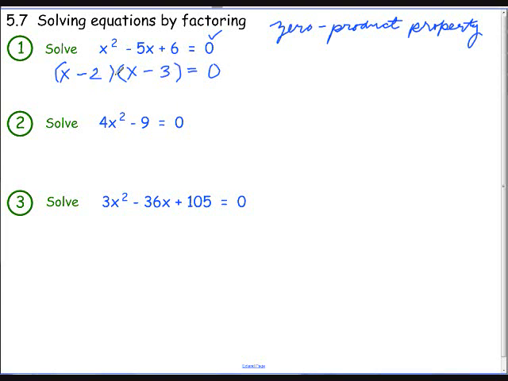I have the 0. I have the product. Now I can say this factor may be equal to 0: x minus 2 equals 0. Or this factor may be equal to 0. So I set up the factors as little mini equations and solve those. That will give me the solutions for the original equation. So x is equal to 2, or x is equal to 3.